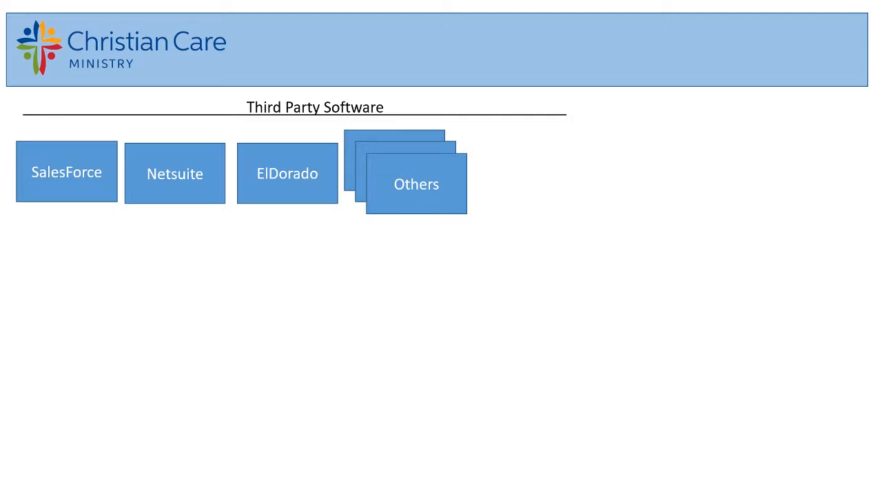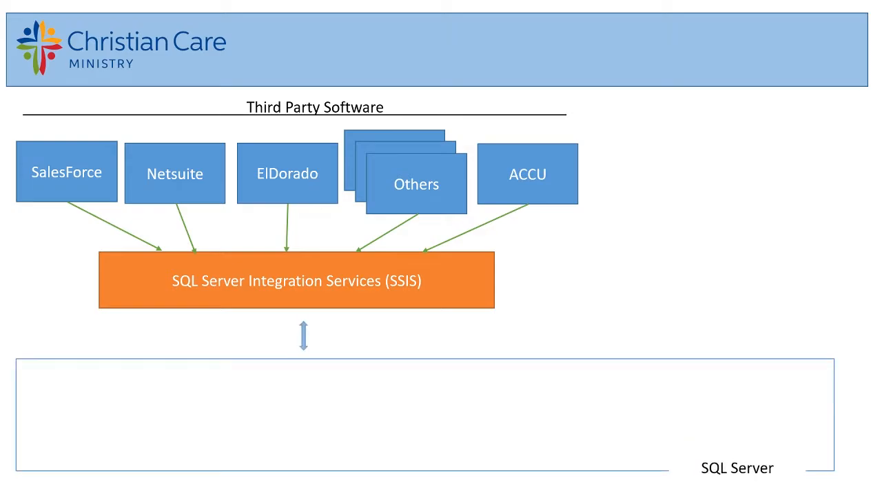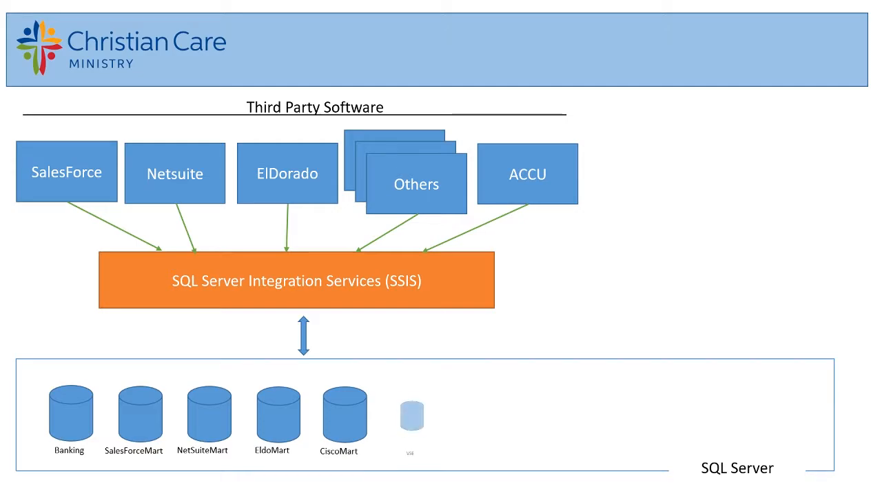Our current software begins with third-party software. This includes Salesforce, NetSuite, Eldorado, other apps, and ACCU. These applications are interfaced with a Microsoft tool called SQL Server Integration Services, or SSIS. What SSIS does is take data from these databases and put it into a SQL Server located on our premises. The SQL Server has multiple databases in the production database server. This includes banking, Salesforce Mart, NetSuite Mart, Eldo Mart, Cisco Mart, VSE, and many, many others.